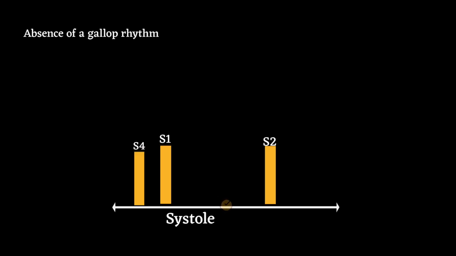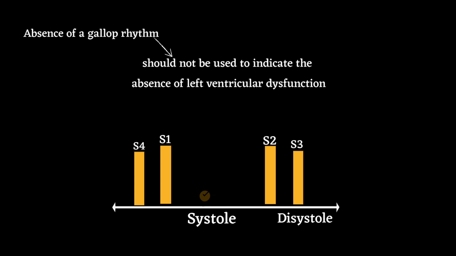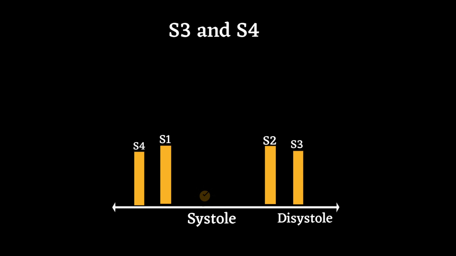But the absence of a gallop rhythm should not be used to indicate the absence of left ventricular dysfunction and certainly cannot replace other diagnostic testing. You can also have both an S3 and S4 sound. This is called a summation gallop, which is very rare.